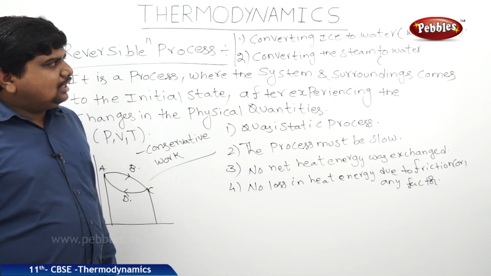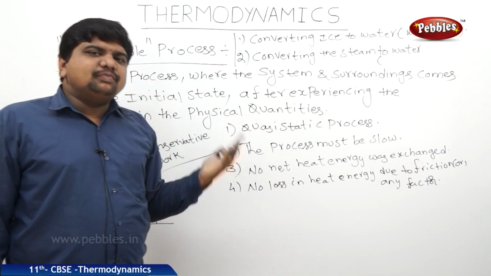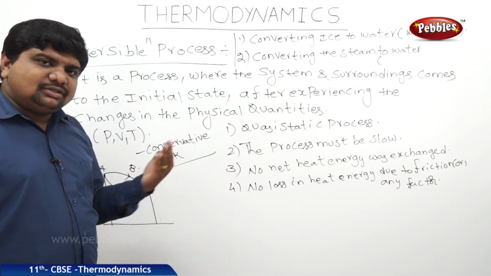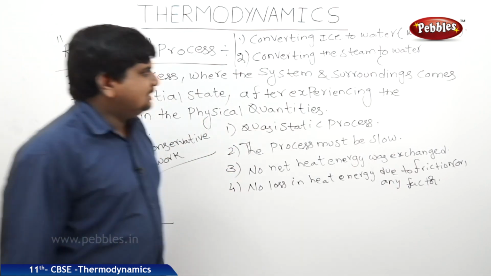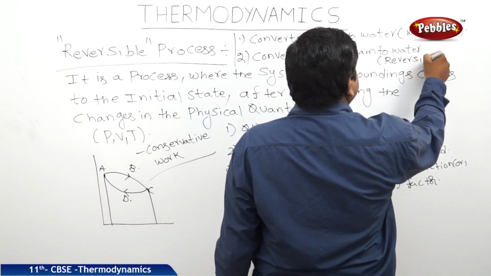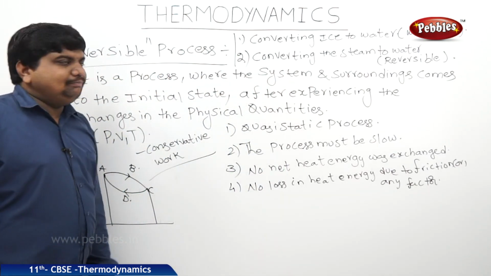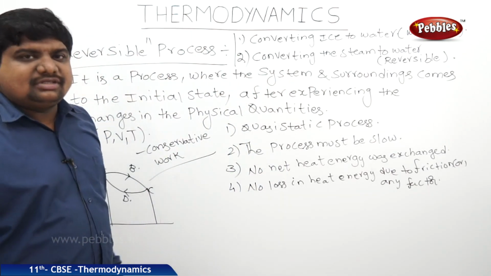In steam to water, steam is at 100 degrees Celsius initially. Water will be at room temperature. So it is converting to decrease the temperature of the state. So it is also reversible. So like this we can define and give the examples for the reversible process.